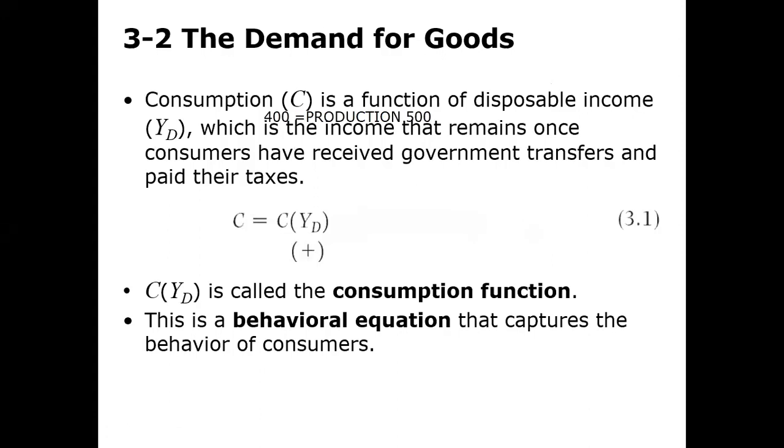So consumption is a function of disposable income. What is the disposable income? How can we find the disposable income? The disposable income is my income minus direct tax. What is the direct tax? The direct tax that I have is based on my income level. So this is what we call disposable income.